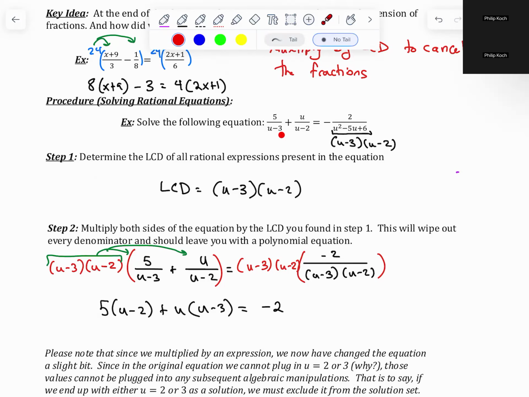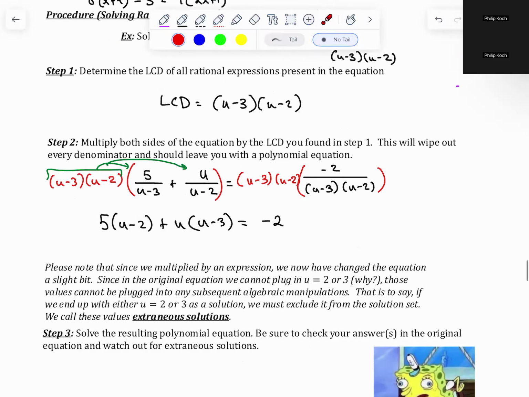It becomes undefined. If we plug in 2, this becomes 2 over 0, and it's undefined. And the other side is also undefined, so it's a problem. So as long as u does not end up being one of those two numbers, it should work out. That is to say, if when we solve this equation, we get u equals 2 or 3 as a solution, we have to exclude that from the solution set because that is actually not a real value that solves it. It's what we call an extraneous solution.